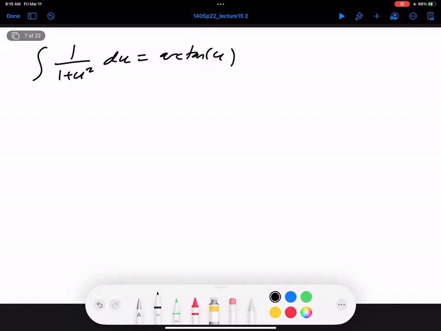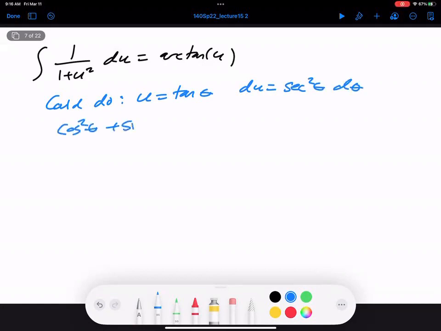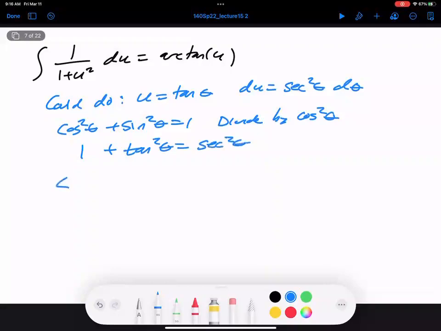And you could do this by the substitution. Let u equal tangent theta. du is going to be the derivative of tangent, which is secant squared theta d theta. And then cosine squared theta plus sine squared theta equals 1. Divide by cosine squared of theta, and that gives you 1 plus tangent squared of theta is secant squared of theta. Substitute.